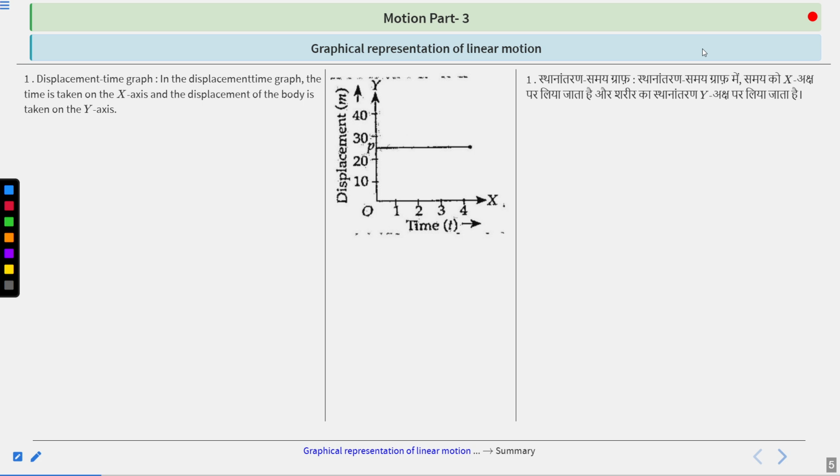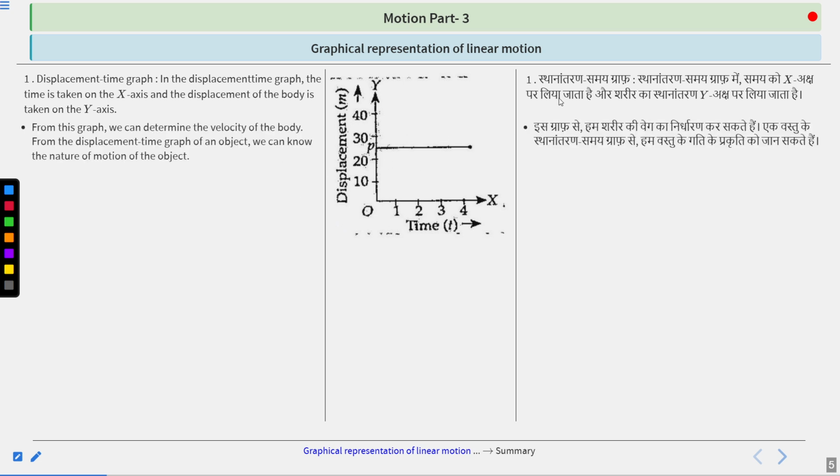If we talk about the displacement time graph, in the displacement time graph, the time is taken on the x-axis and the displacement of the body is taken on the y-axis. Okay, like here you can see, on the x-axis there is time, and on the y-axis there is displacement, because we're talking about the displacement time graph. From this graph, we could determine the velocity of a body. From the displacement time graph of an object, we could know the nature of motion of the object. Okay, so we are not only able to determine the velocity, but also the nature of motion.